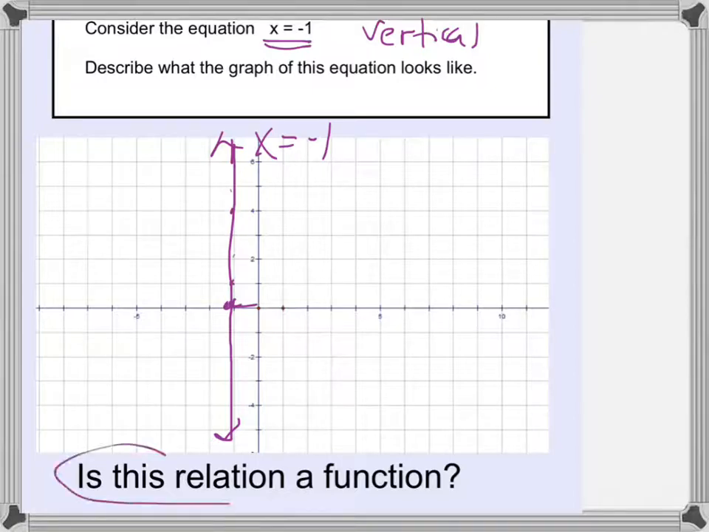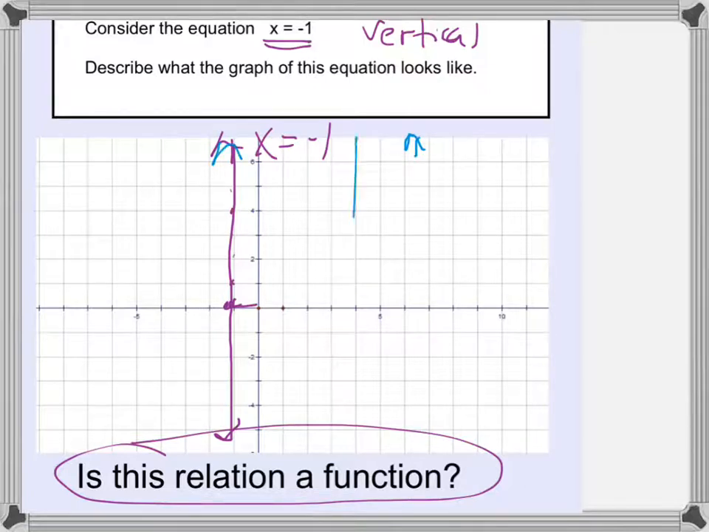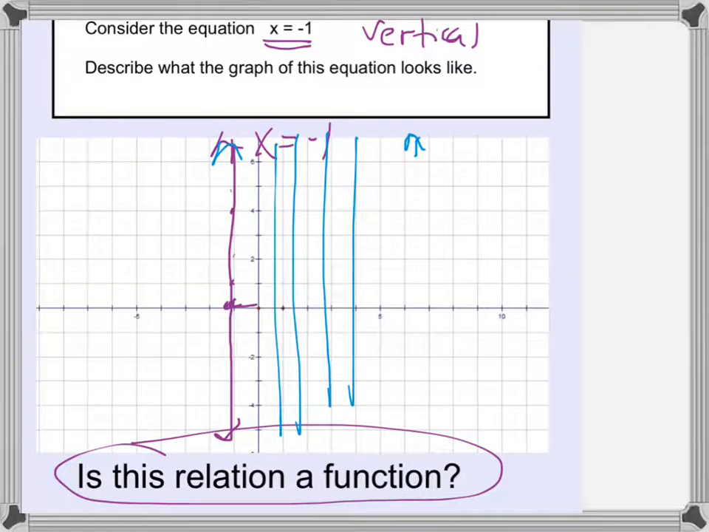Now, the question is, is this relation a function? Okay, and we went over this before when we talked about functions. The answer is no, it's not a function. Because if I draw a vertical line, the vertical lines over here are okay. They don't even intersect the graph. But as soon as you draw a vertical line on top of it, it intersects it at all these different locations. So this is absolutely not a function. Okay?